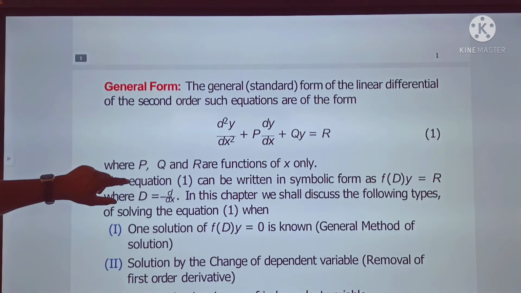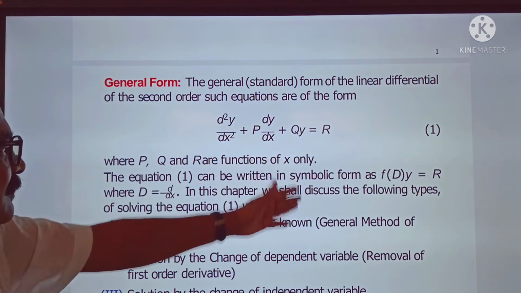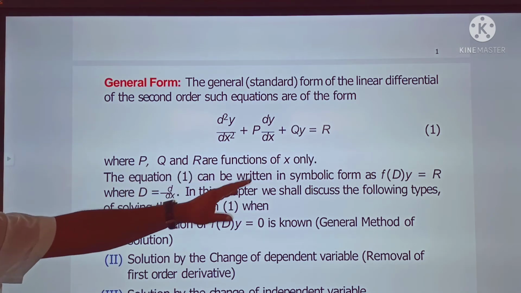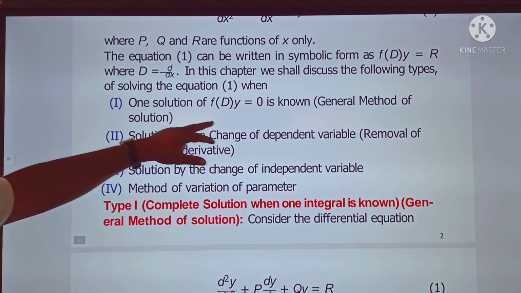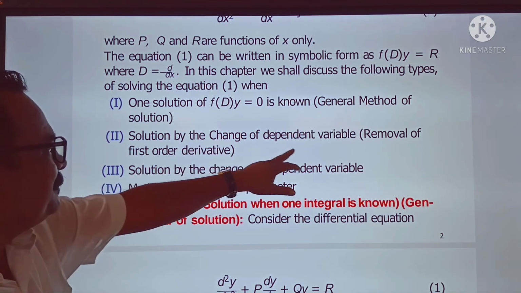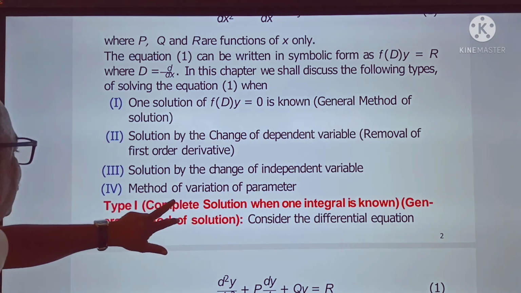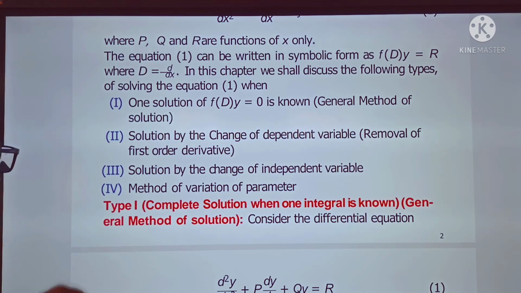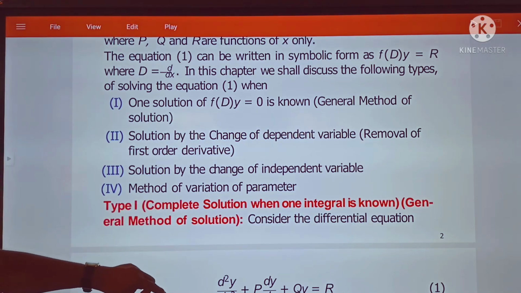So what we have completed is the second order linear differential equation. The general form is here. P, Q, R are functions of x. Then there are 4 methods to solve this equation: when one solution is known, by change of dependent variable, by change of independent variable, and method of variation of parameters. One method is remaining from this chapter, the method of variation of parameters.